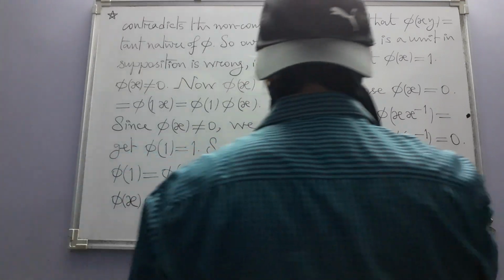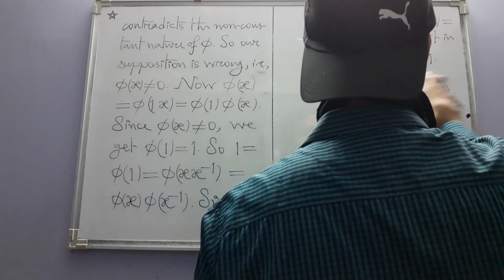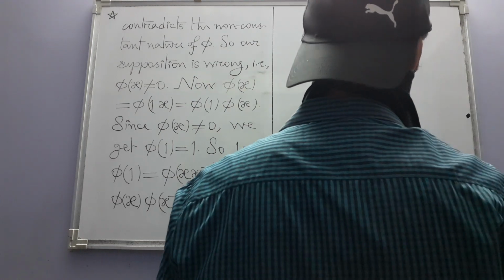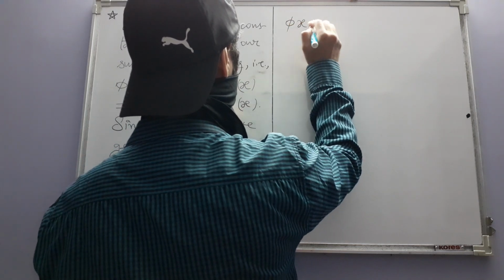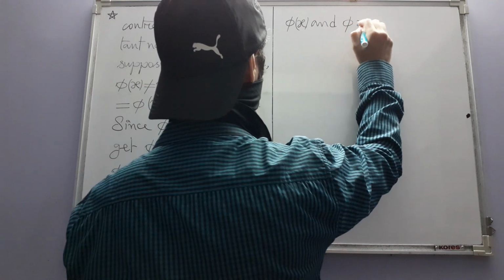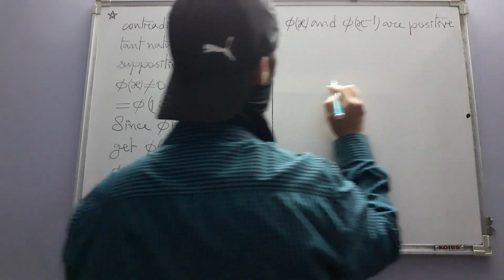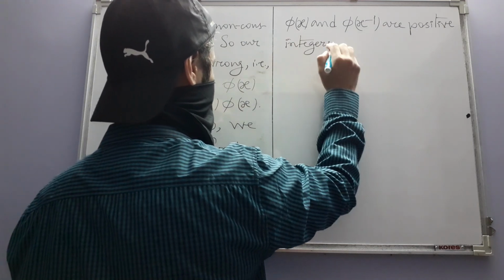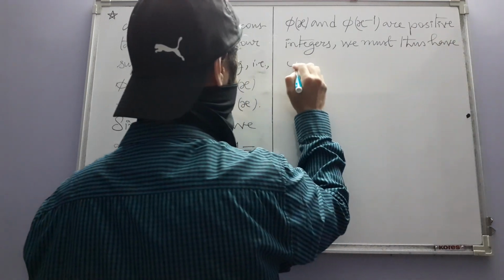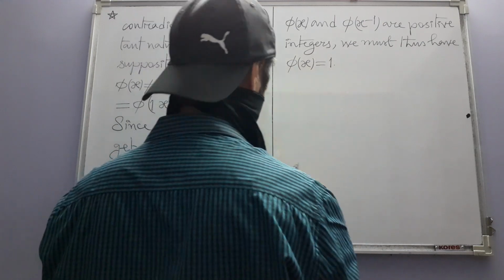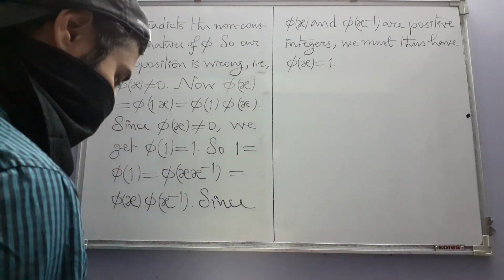Since phi of x and phi of x inverse are positive integers, we must thus have phi of x equal to 1. Phi of x inverse is also 1, but we don't need that. Okay, so that's how we ended up proving that phi of x is 1. So there the solution ends.